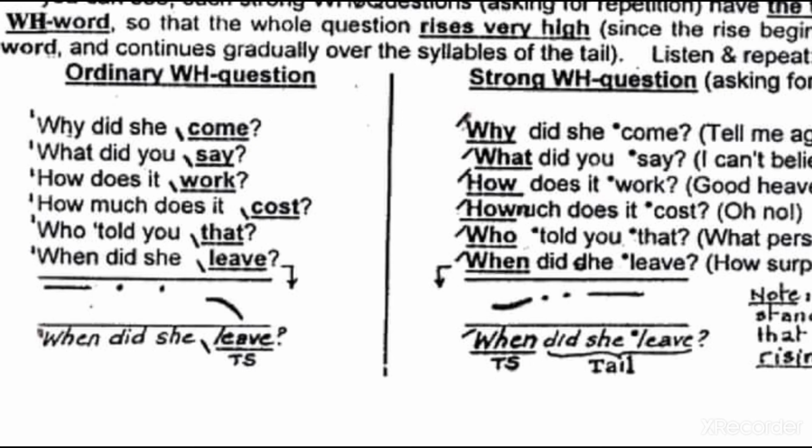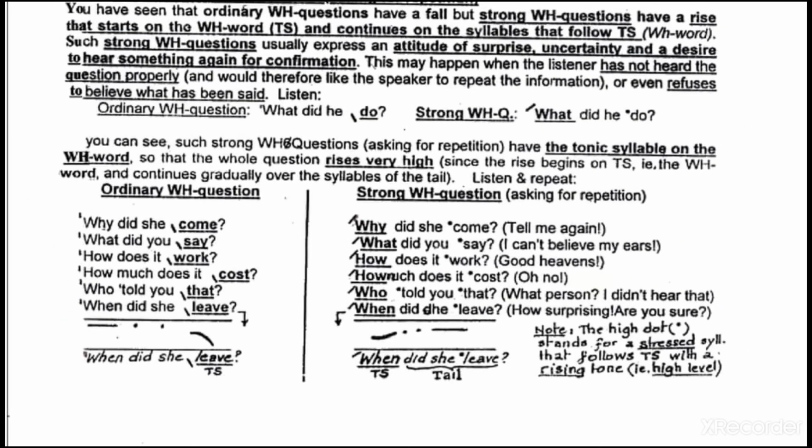However, when it is a strong WH question, the TS is the WH word. So when here, we take a curved line from mid to high level because it is the TS. And what comes after is the tail. So a dot for did. The tail starts to rise to a high level. So did, a high dot; she, a high dot; and leave, a high long dash. So here is the difference between ordinary and strong WH questions.